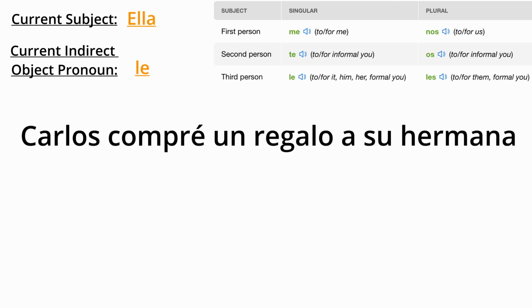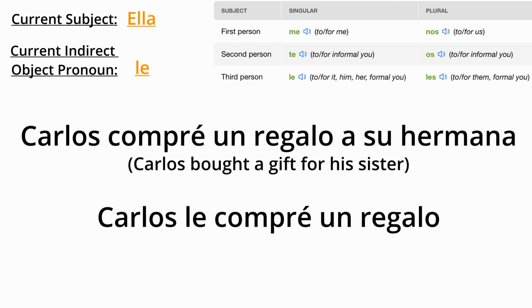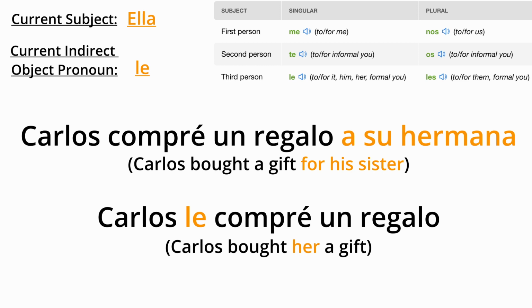Carlos compré un regalo a su hermana. Carlos le compré un regalo. Carlos bought a gift for his sister. Carlos bought her a gift. Here le replaces Carlos's sister because she is the indirect object of this sentence. Keep in mind that the preposition a, just like para, is also replaced with le.